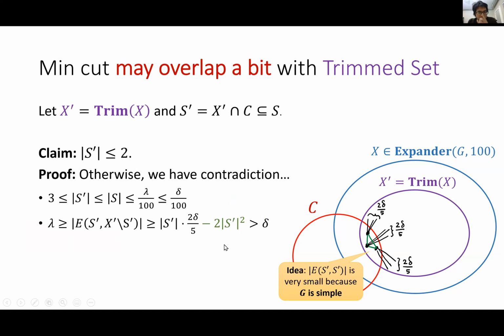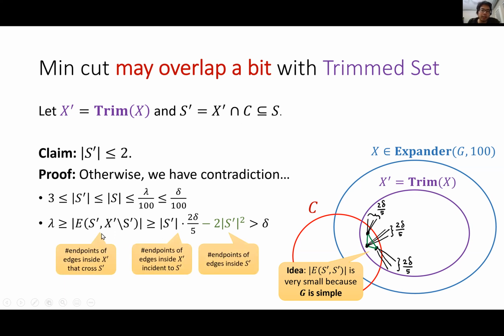Okay, so in the general case, if this is not true, S prime is at least 3. At the same time, we know that S prime is a subset of S, so the size is at most this also. It's not too big as well. Now, it's just the same argument. Here we count the number of endpoints of edges in X prime that cross S prime, and it must be at least these 2 numbers.